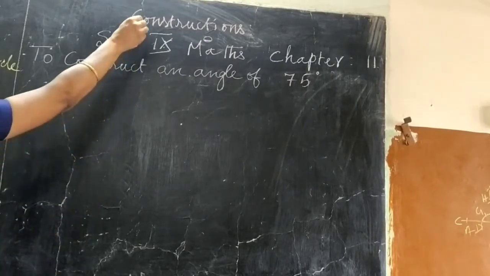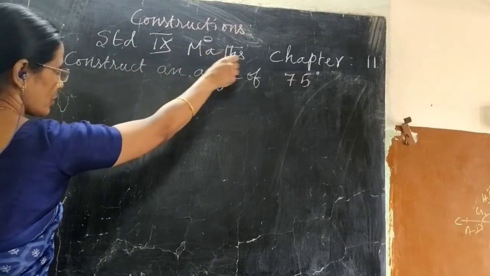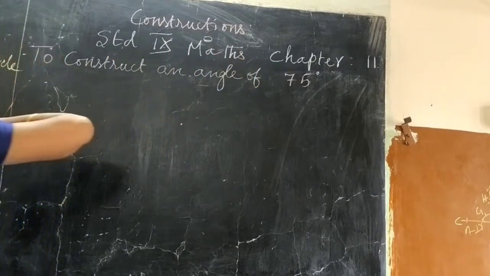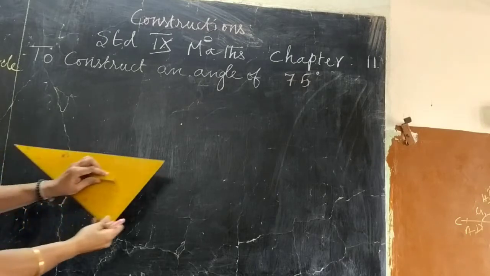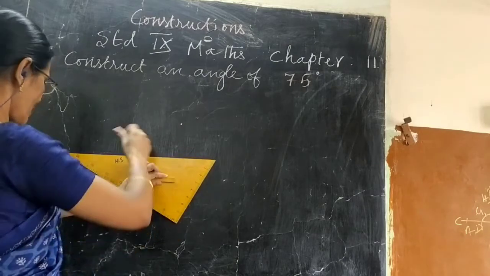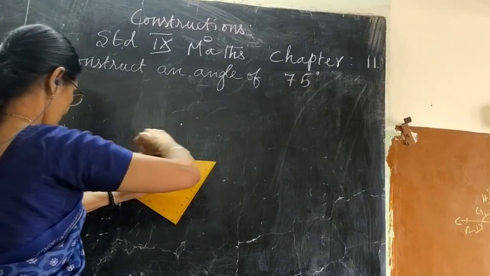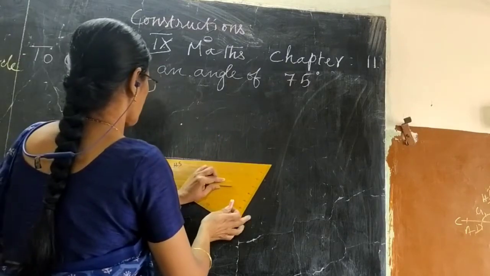We are doing construction topic, standard 9th maths, 11th chapter. In today's construction, first we are going to see how to construct an angle of 75 degree. The 75 we are going to construct by constructing 90 degree.